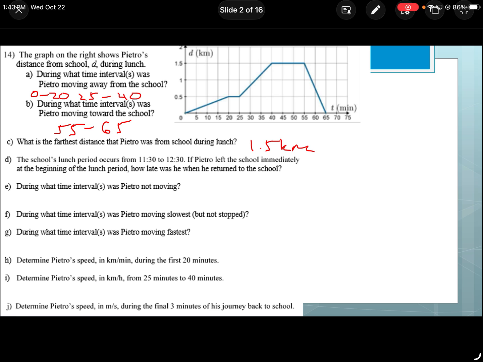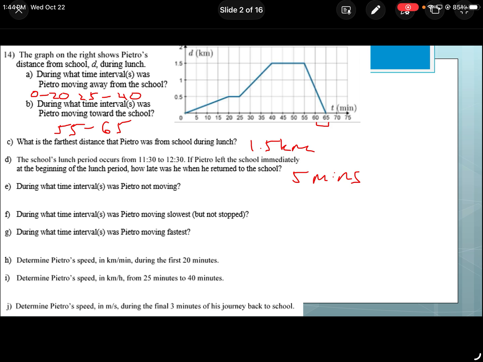The school's lunch period occurs from 11:30 to 12:30. If Pietro left school immediately at the beginning of lunch, how late was he when he arrived? Well, you know from 11:30 to 12:30, that's 60 minutes. So he's 5 minutes late, isn't he? Because it says here he should have been 60 minutes, he's 65 minutes, so therefore he's 5 minutes late.